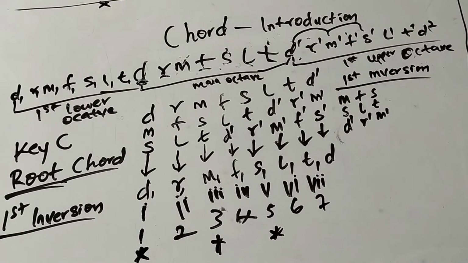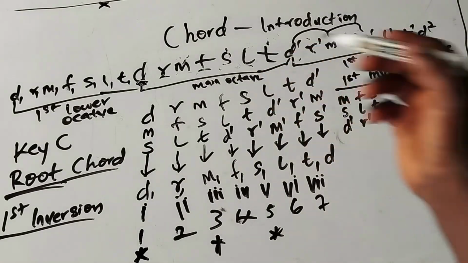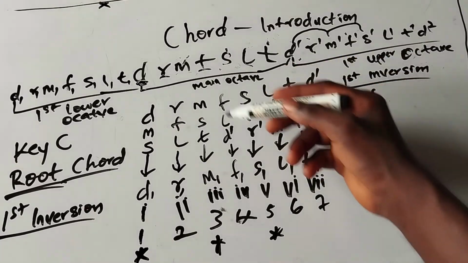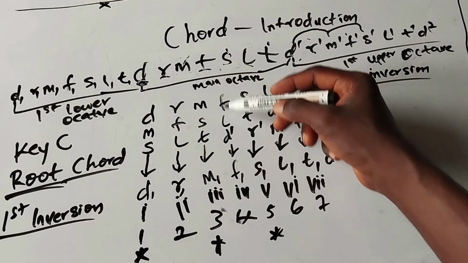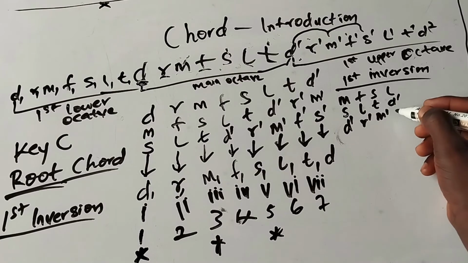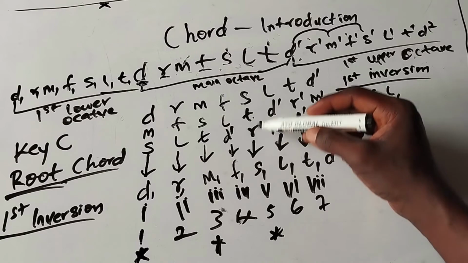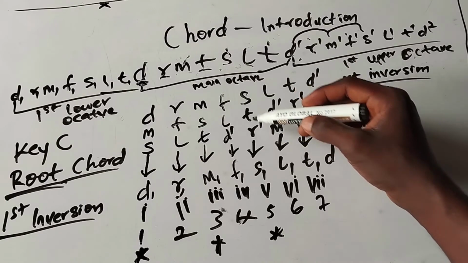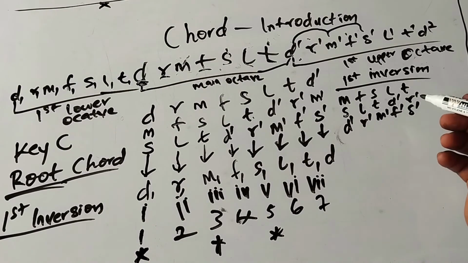So just know that inversion is just playing from different octaves. So let me continue. Fa chord, first inversion of fa chord: you leave this fa, play la, do, fa, la, do, fa. So chord: so, ti, re. You leave this so and play ti, re, so, ti, re, so. It's still the same thing.